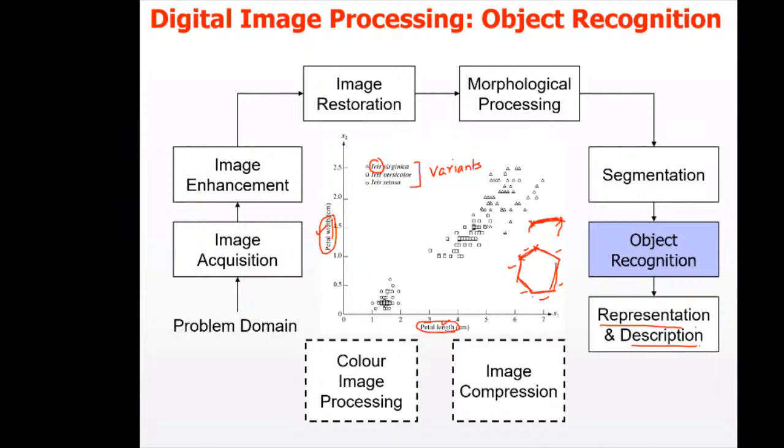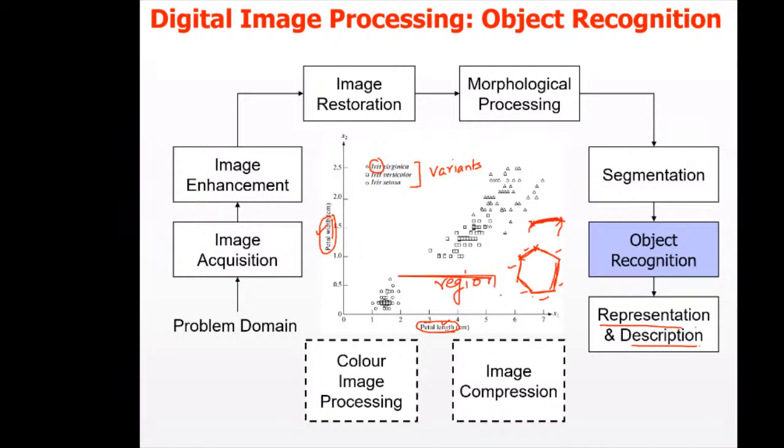Describe the object inside a computer. There are two ways to describe. One is the boundary-based approach, which I told you about. You tell the characteristics of the boundary in that case. Or another is the region-based approach.